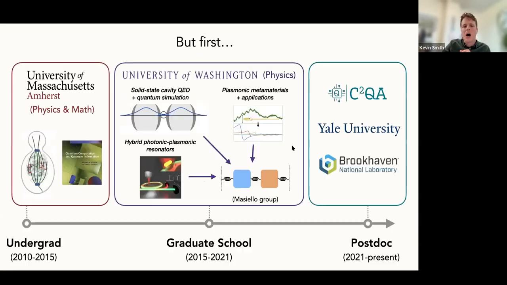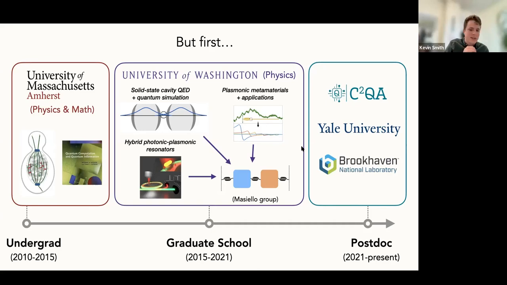But first, as is the custom in these C2QA Quantum Thursdays talks, I was asked to briefly describe my trajectory to my current position. As already mentioned, I'm a postdoc within C2QA at Brookhaven National Lab and seated at Yale University. My path has been a pretty straightforward one, to be honest, in that I did undergrad, then grad school and postdoc, physics the entire time.